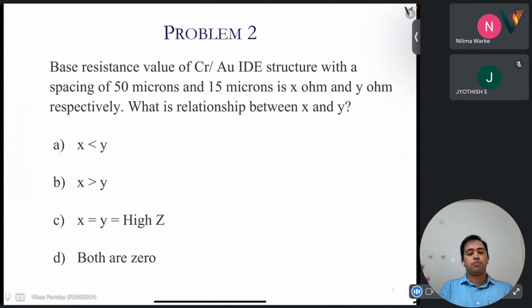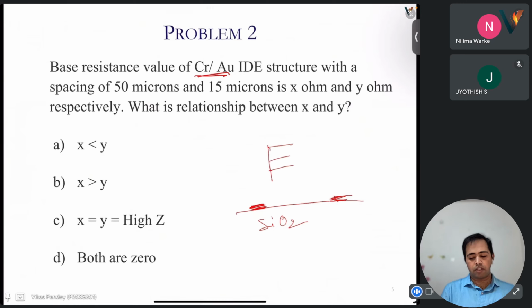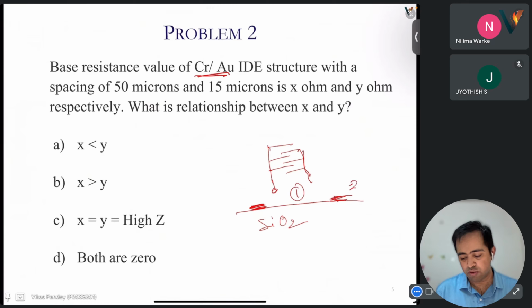Now let's come to another problem. The base resistance value of a chrome gold ID structure. On top of the SiO2, there is chrome deposited, and above it, gold is deposited. And we are forming an ID structure, an interdigitated electrode structure. It is saying that spacing of 50 microns and 15 microns. There are two different IDA structures. This is one and this is two.